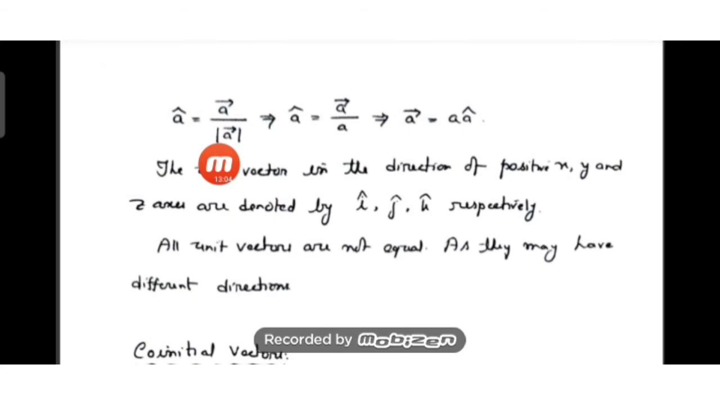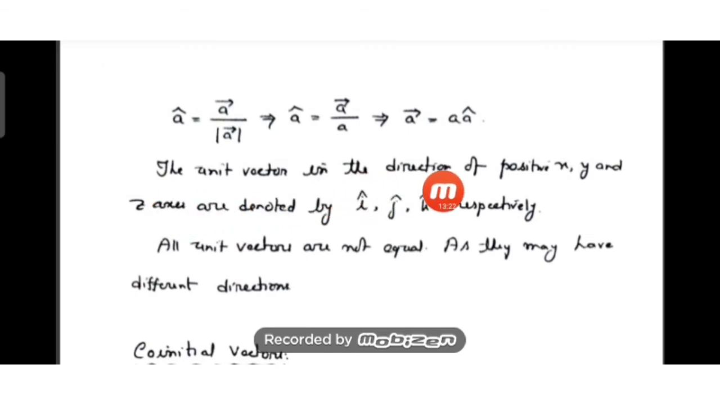Or you may write like this, A cap is equal to A bar over modulus of A bar, which may be written as A. Okay, so A cap equals A bar by A, or by cross multiplying, the vector can be found if you know the magnitude of the vector and the unit vector. Okay, so A bar can be written as A times A cap. So here also some important things are there.